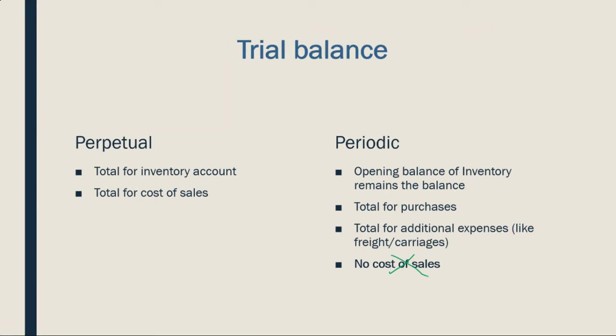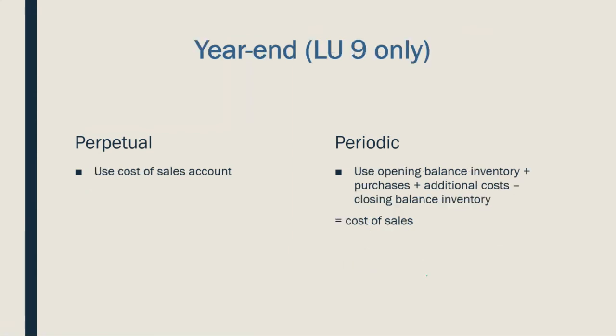It is only your opening balance and your additional expenses accounts that you would see on your trial balance until we get to year end and we do our close off procedures. Now, if we talk about close off procedures, this we will only cover in Learning Unit 9. So I'm just going to touch on it briefly. In the perpetual inventory system, you will see a cost of sales account.